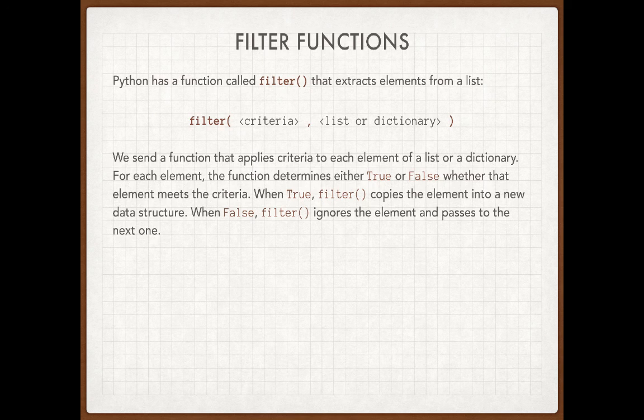This criteria list is really just a function that we'll write, and that function returns just either true or false. So it's a Boolean function in that regard. It doesn't really do anything else. It doesn't have any other responsibilities or obligations. And obviously when it's true, filter will copy the particular element into a new data structure, but if it's false, then filter will ignore that element and just go on to the next one.